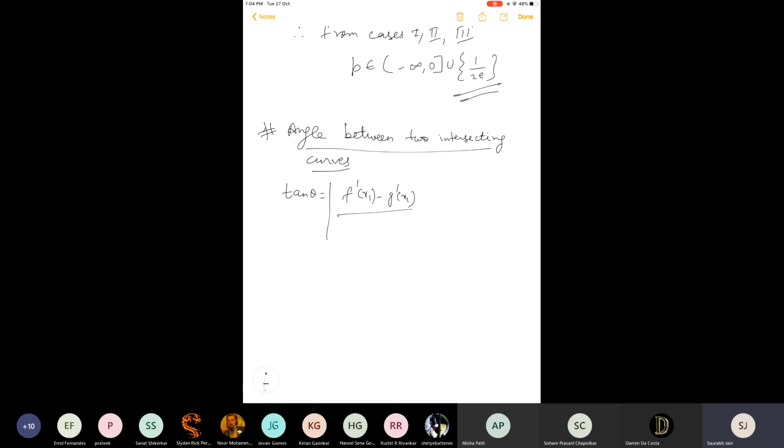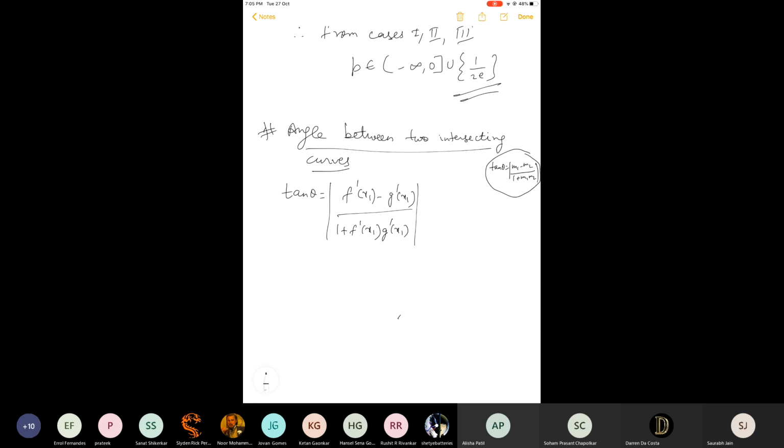You will be able to understand it very quickly, because this is related to something that you studied in class 11th, angle between the lines. If you remember this formula, tan theta is mod of m1 minus m2 upon 1 plus m1 m2. This formula was used to find the acute angle between the two lines whose slopes were m1 and m2. And the same heading is there, angle between two intersecting curves.